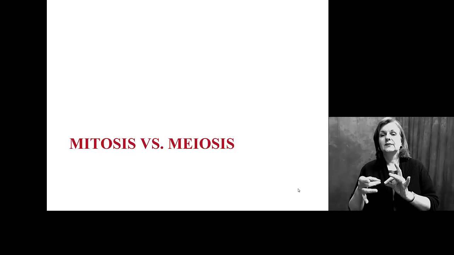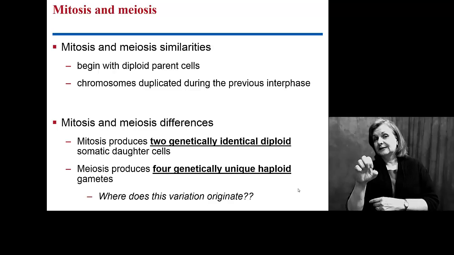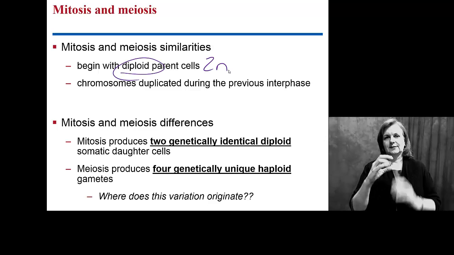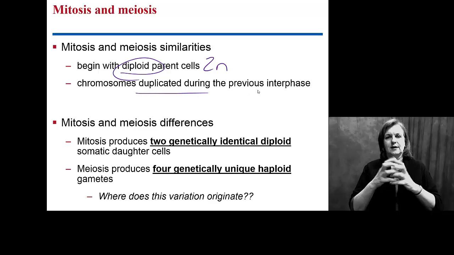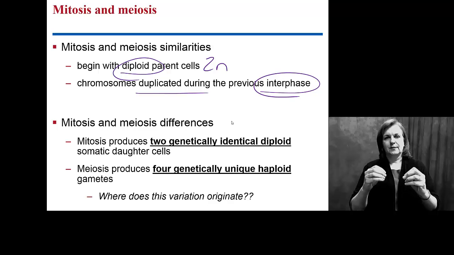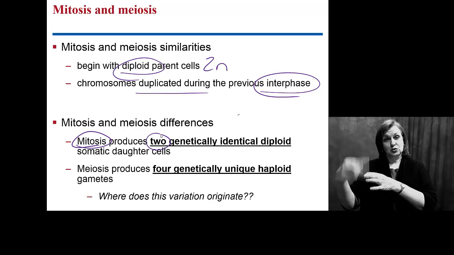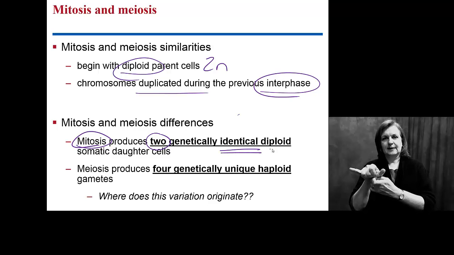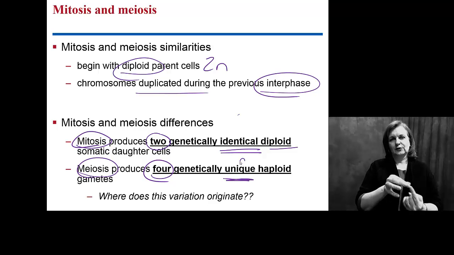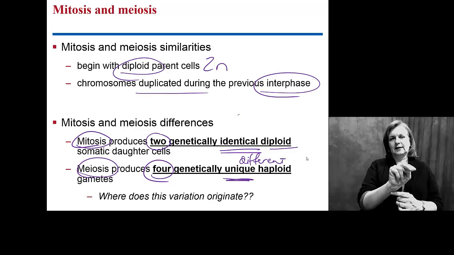So we mentioned that mitosis and meiosis are similar in some regards. They both start with a diploid or a 2N cell. They duplicate in interphase. The big difference is the products. So the product of mitosis, 2 genetically identical diploid cells. Meiosis, 4 genetically unique or different haploid cells.